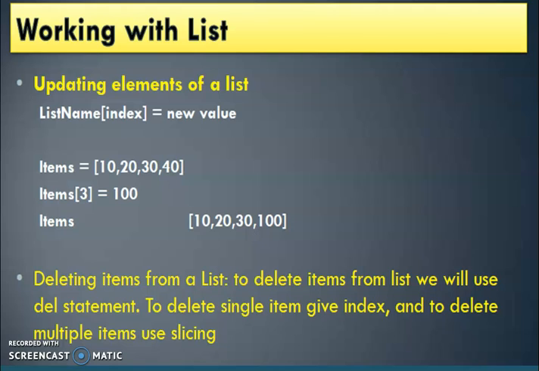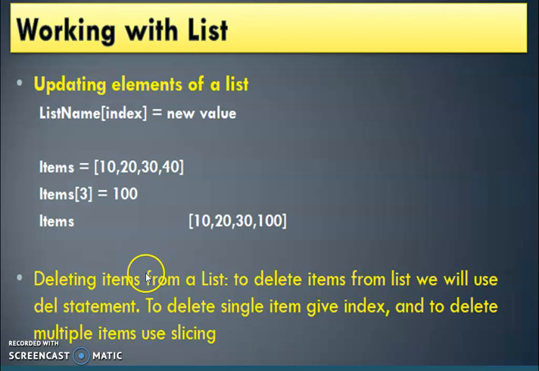The next one, deleting items from a list. To delete items from a list, we will use the del statement. For appending we use append, and for deleting we can use the del statement. To delete a single item, give the index, and to delete multiple items, use slicing. Children, if you want to delete only a single element, then you can give that element's index position. Otherwise, if you want to delete multiple items, then you can use the slicing method.